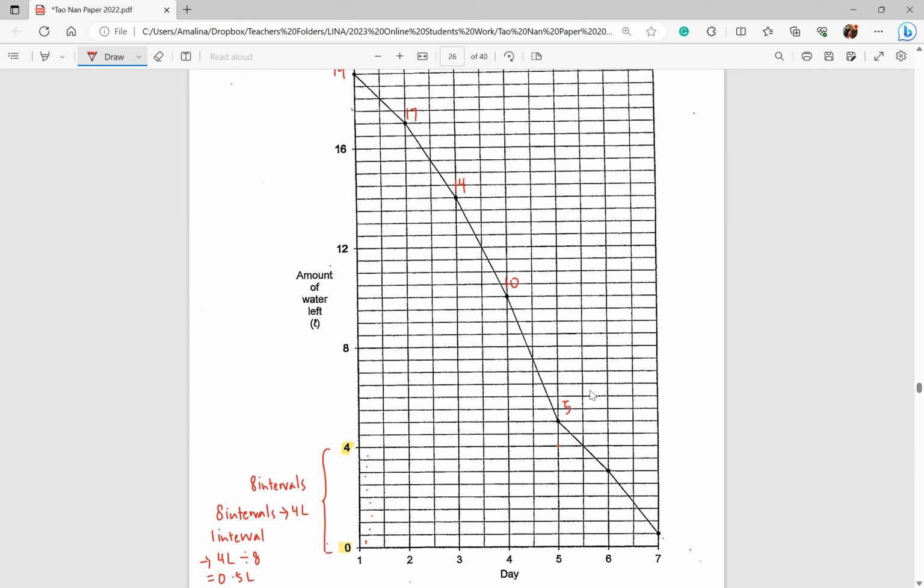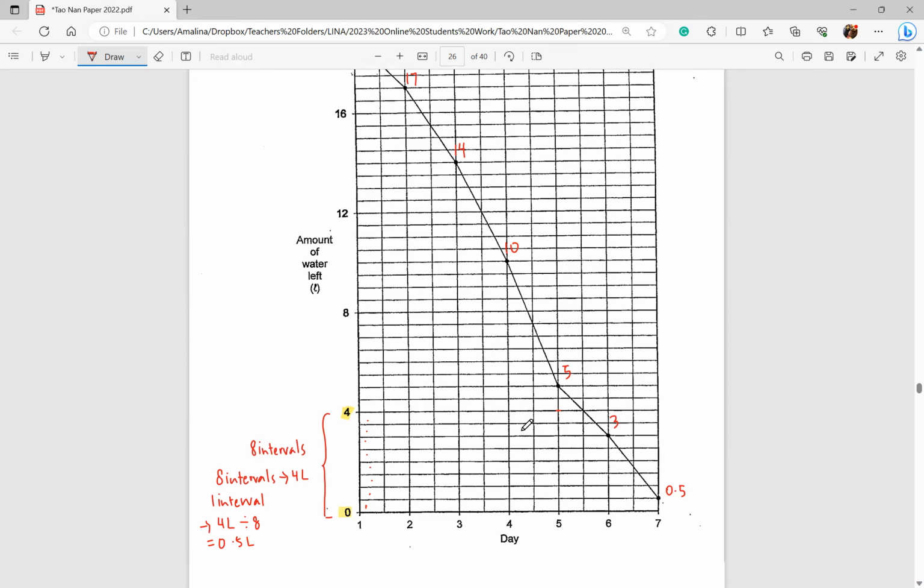And then finally, there are 2 more data points. Day 6 is 2 intervals below your number 4. So this is 3. And then day 7, the last one, is 0.5. So it's good to record your data points first before you jump straight to the questions. Okay, so let's move on to the questions.